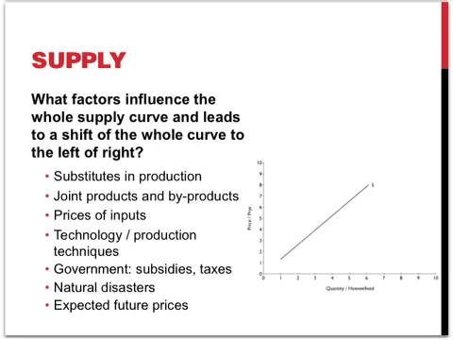And then natural disasters can also have an impact on the supply. If there's a major flood, a fire or an earthquake, it limits production for some time, and the result is that less is supplied at every price. The whole supply curve moves to the left in response to a natural disaster.